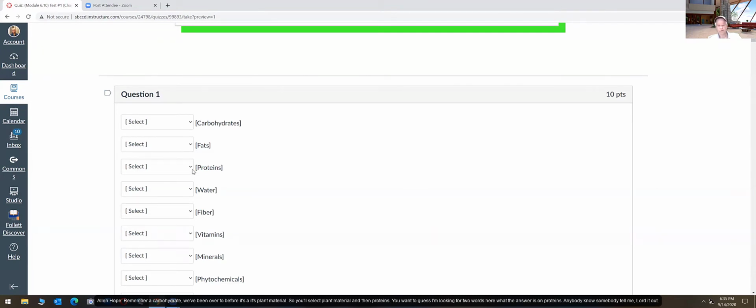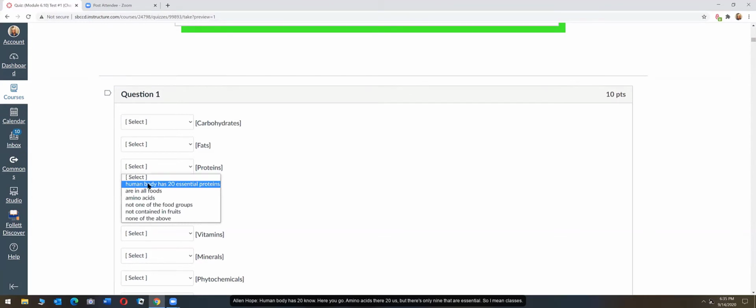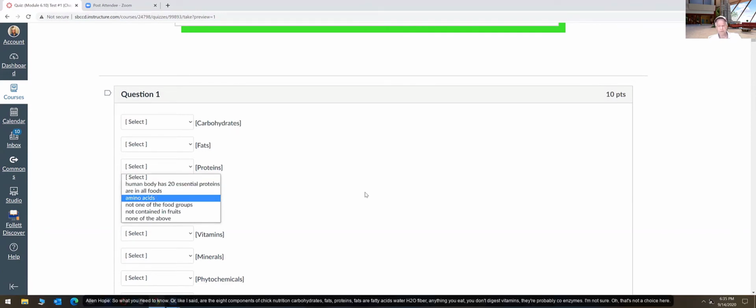And then proteins. You want to guess? I'm looking for 2 words here, what the answer is on proteins. Anybody know? Somebody tell me, blurt it out. Proteins are what? Amino acids. Very good. So that'll be a choice here. Human body has 20. No. Here you go. Amino acids. There are 20 used, but there's only 9 that are essential. So amino acids.